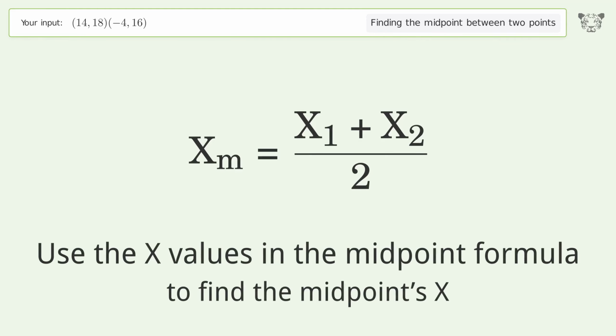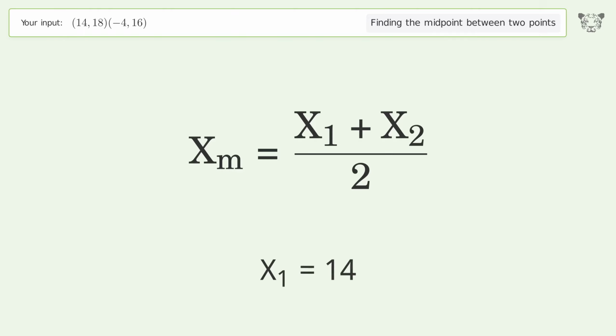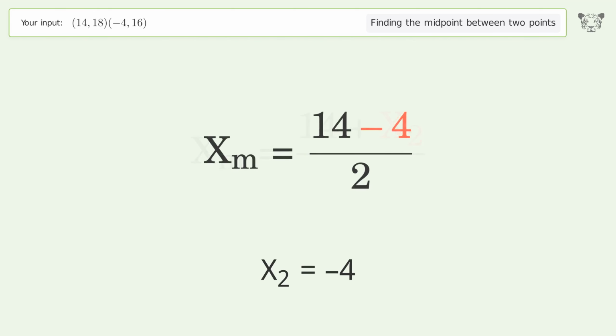Use the x values in the midpoint formula to find the midpoint's x. x1 equals 14. x2 equals -4. Simplify the arithmetic.